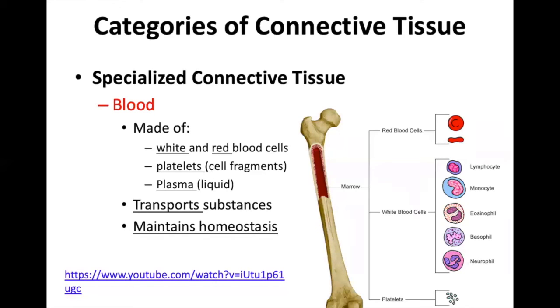All right, moving on again. Blood. Your blood, again, made in your bones, is made up of white cells, red cells, platelets, plasma. We're going to go into more detail on all of those things in a future chapter. But the blood's job is to transport things.